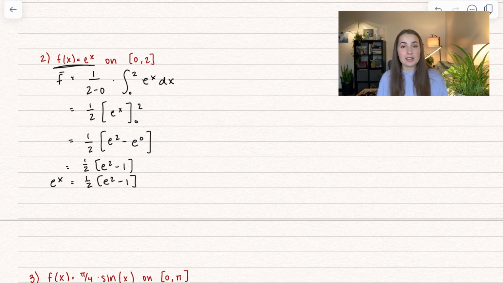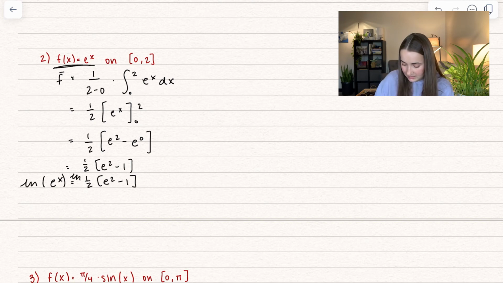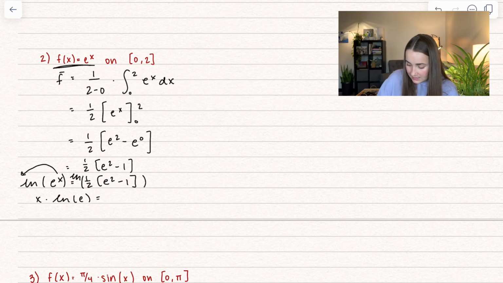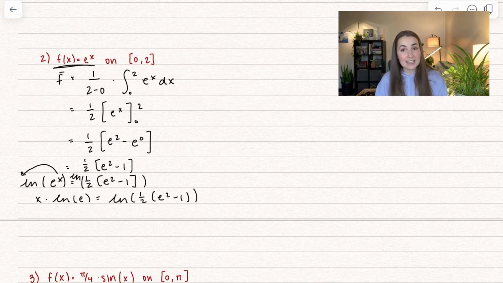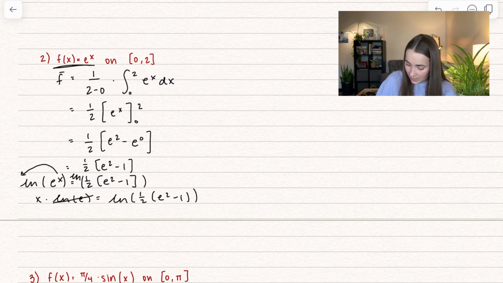So here, in order to get x all by itself, I'm going to go ahead and take the natural log of both sides. That way I can bring the exponent down, so I get x times the natural log of e is equal to the natural log of 1/2 times e squared minus 1. Here, natural log of e is just equal to 1, so that goes away, and we get x is equal to natural log of 1/2 times e squared minus 1.